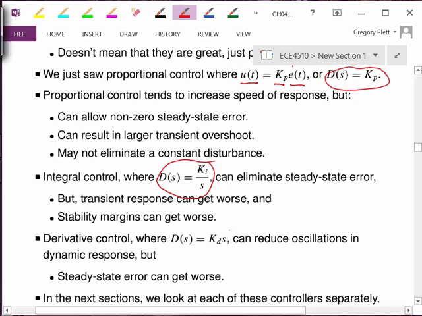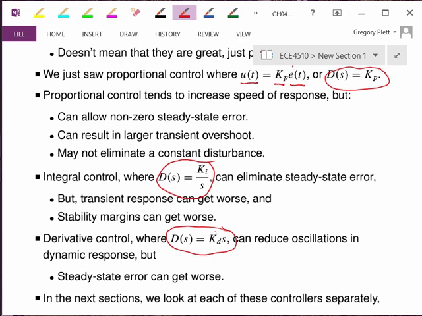Derivative control says that my compensator is equal to some constant times s. And remember that when I multiply by s in the Laplace domain, that's a derivative. So if I take the derivative of the error signal, a derivative is anticipatory. It kind of anticipates what's happening based on the slope of the input signal. And because of that, it can reduce oscillations in the dynamic response. But it can also, at the same time, make steady-state error get worse.